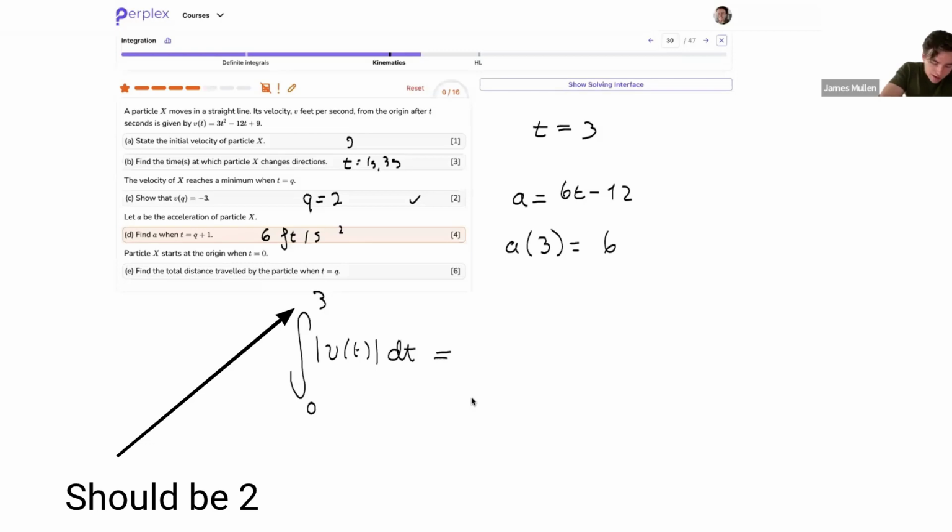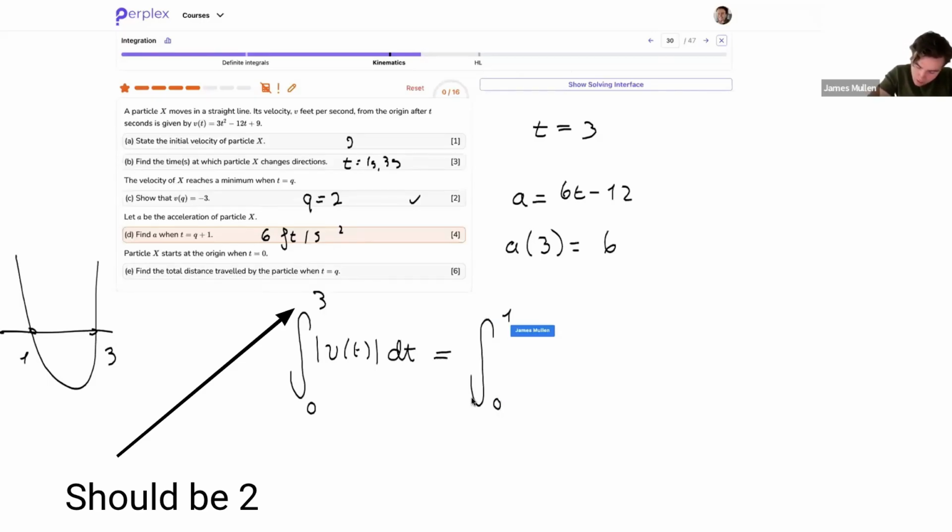So in this interval, it's going to change at 1 because we're integrating from 0 to 3. And it's a quadratic that is concave down, right, with an intercept here at 1 and 3. So it's going to be a positive velocity from 0 up to 1. And then it's going to be a negative velocity from 1 up to 3. So I put a minus sign there.